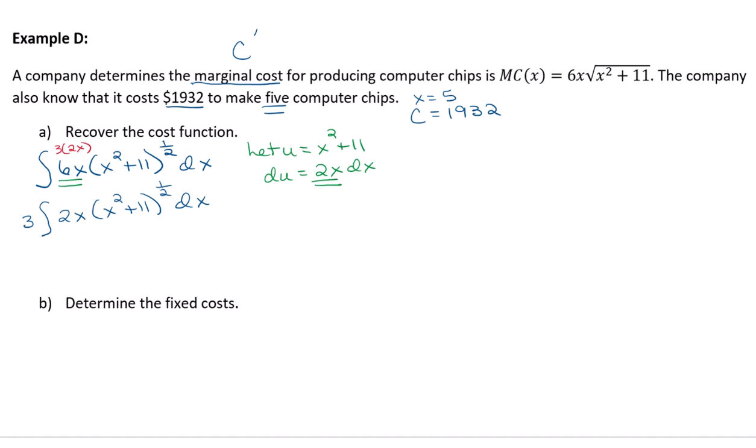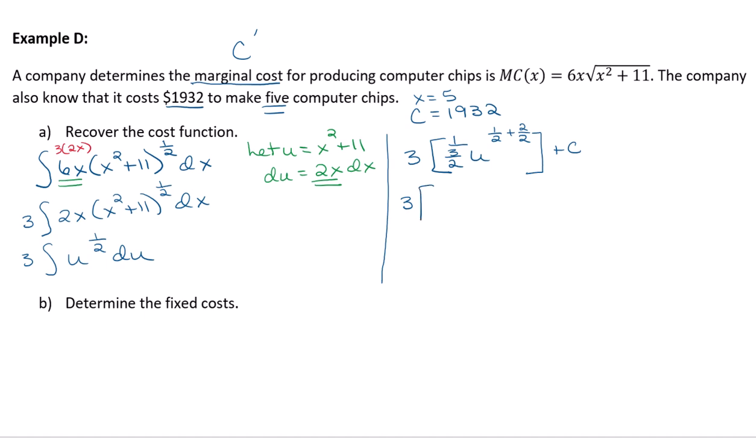So now we can rewrite this integral as u to the 1/2 du. And let's take the antiderivative of u to the 1/2. So 1/2 plus 1, 2/2, that would be 3/2. So dividing by 3/2 gives us 3 times 2/3 u to the 3/2, which is 2u times the square root of u, plus c.